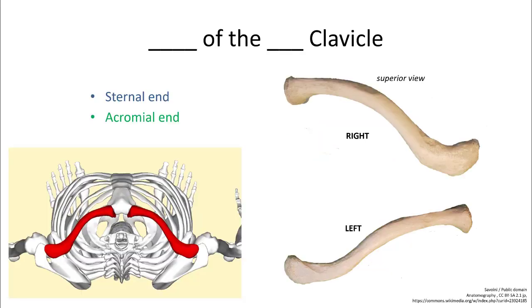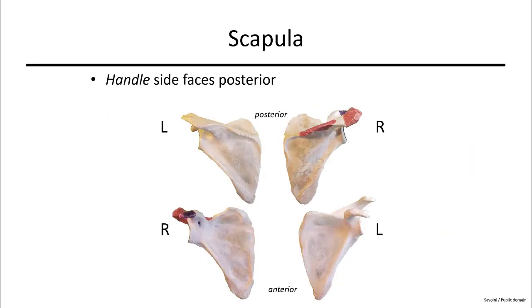The proper way to name a feature is to name the feature of the bone. In this case, we have 2 clavicles. There's a right or left, so you have to indicate which one. So in this example, the blue would be the sternal end of the right clavicle, and the green is the acromial end of the right clavicle. And we can see the same for the left. We have the sternal end and the acromial end of the left clavicle.